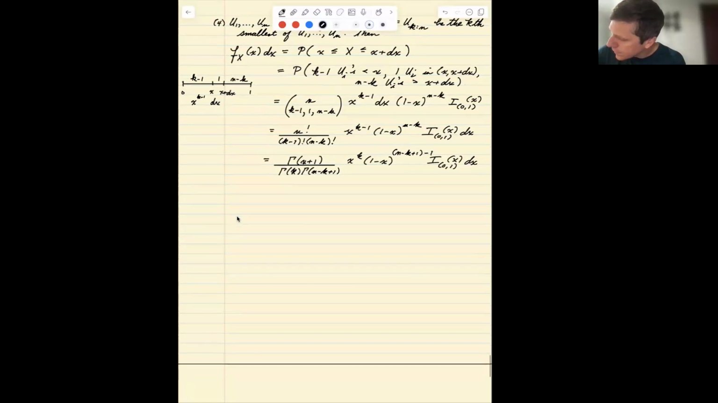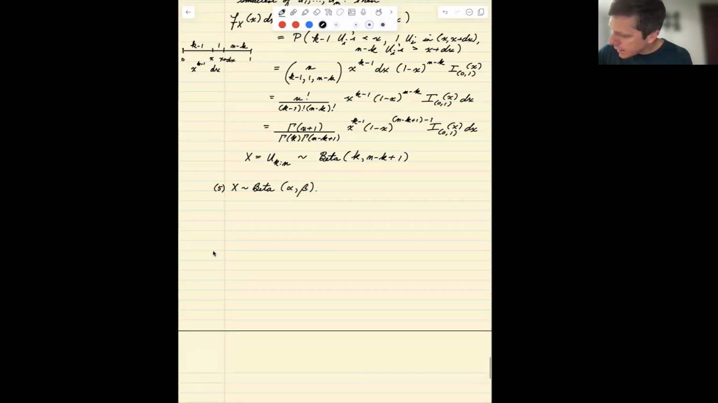So this is X, which we've defined as U, the kth smallest U, is beta with parameter K and N minus K plus 1. Okay. If X is beta alpha beta, then what's the expectation?